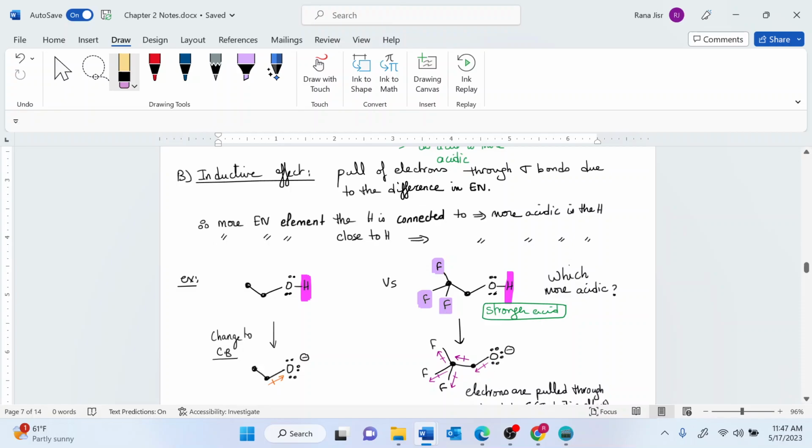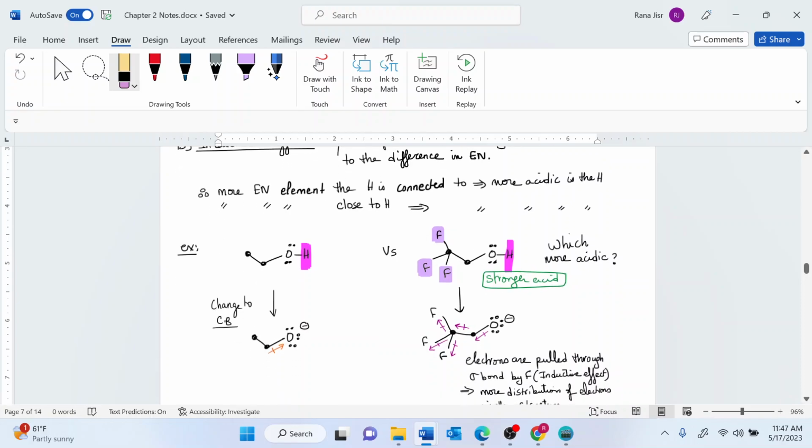Here I have two examples, and both of these examples have an OH functional group. This is an alcohol functional group. Now, this hydrogen over here is connected to the oxygen in both of these examples. But there is a difference between the groups that are attached to the carbon chain. In this example, I don't have any electronegative elements. So when I change this into its conjugate base, the negative charge on the oxygen will be localized, meaning that it will be fixed on the oxygen. Nothing is going to move it, because oxygen is more electronegative than the sp3 hybrid carbon.